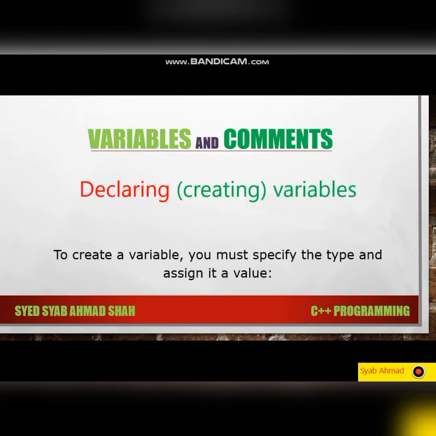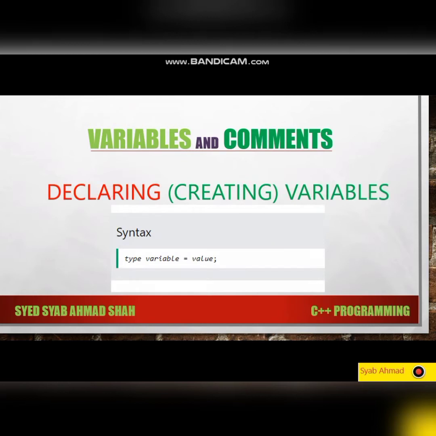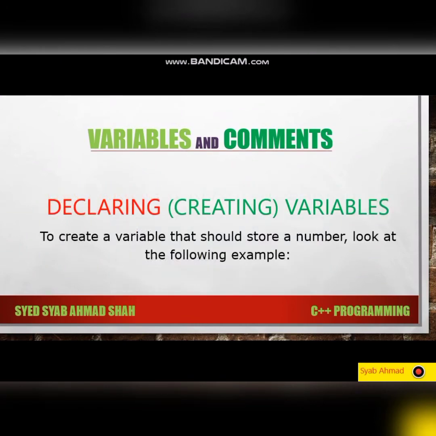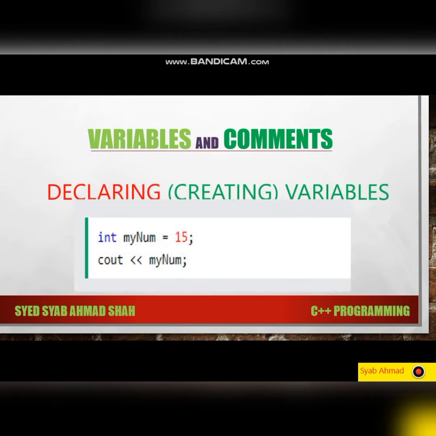Declaring, creating, variables. To create a variable, you must specify the type and assign it a value. Where type is one of C++ types, such as int, and variable is the name of the variable, such as x or myName. The equal sign is used to assign values to the variable. To create a variable that should store a number, look at the following example. Create a variable called myNum of type int and assign it the value 15.